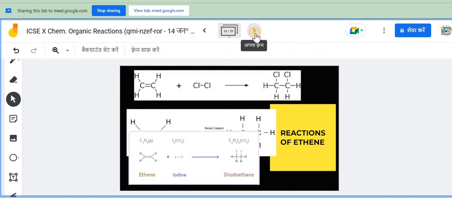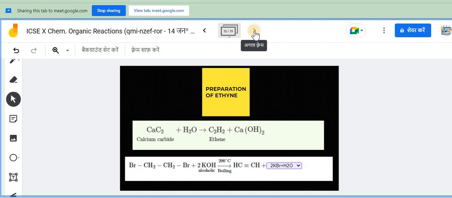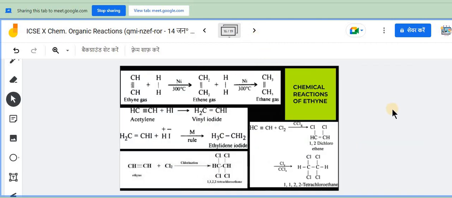So let us move to the next part. Preparation we have discussed. Now we will be talking of reactions of ethyne. First and foremost, the reaction is hydrogenation. Hydrogenation with nickel at 300, I told you earlier. Ethyne, triple bond changes to double bond. It becomes ethene. Ethene, again you add hydrogen, then it changes into ethane. Please correct it. It is a single bond, not a double bond. It's an error in the picture, right? Ethyne changes to ethene. Ethene changes to ethane. This is the reaction.